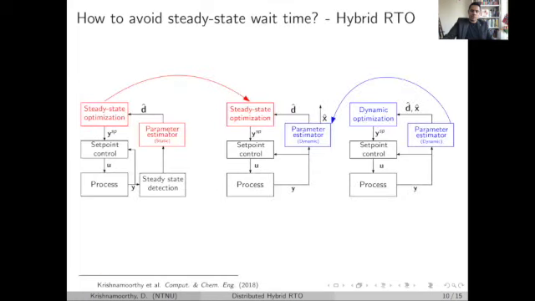So in order to address the steady state wait time issue, we recently proposed what is known as the hybrid RTO approach, where the idea is to use the steady state models for optimization such that we only solve a steady state RTO problem, but we use dynamic models in order to update the models such that we don't have to wait for the process to reach steady state. Now, by using a dynamic model for the model update step, we can use transient measurements such that we can update the models. And then once we have updated the model, we use the corresponding steady state model in the optimization in order to solve a steady state optimization problem.